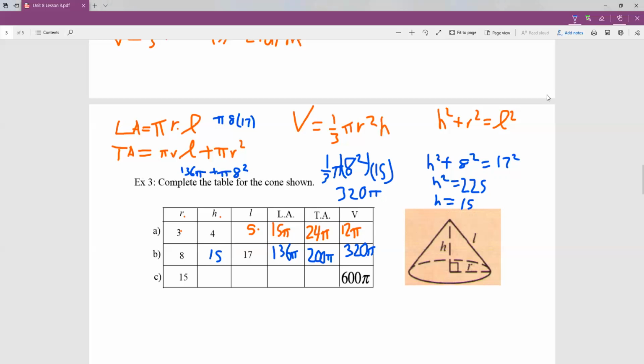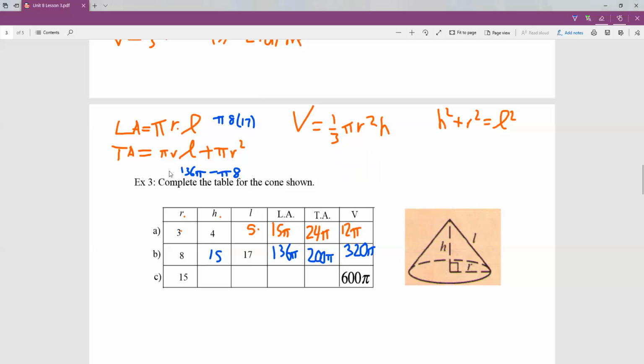Okay. So that takes care of the first two. These first two were pretty straightforward. We just had to use the Pythagorean theorem to find the missing piece and then plug all that in. Now this time we are going to be given the volume and the radius, and from that we have to discover everything else. So I'm going to erase my work here.